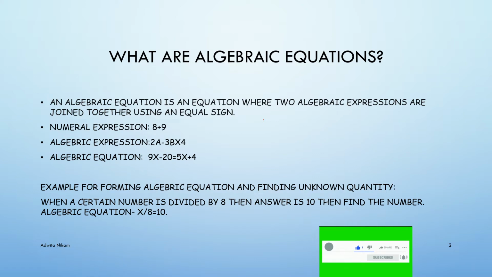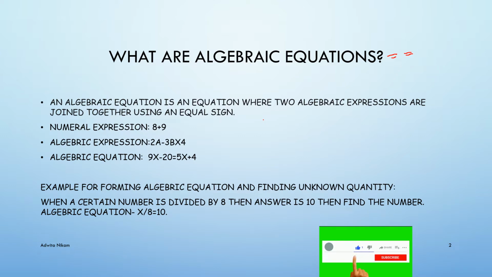An algebraic equation is an equation where two algebraic expressions are joined together using an equal sign. Equation means equal sign. Equation is equal to equal sign. Okay. So now, as I said, algebraic expression. What are those algebraic expressions?